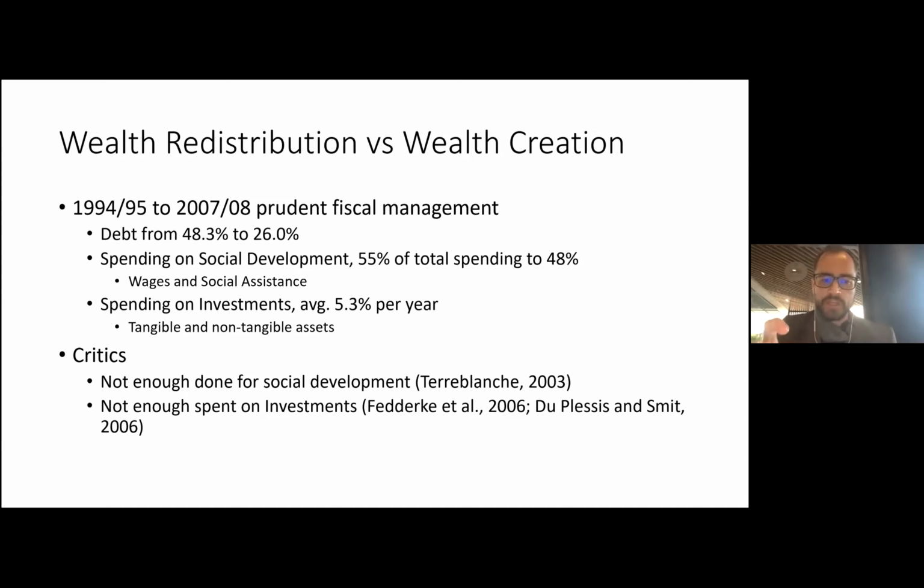And the big thing here is social development, spending on social development, which we define as spending on wages, the government wage bill, and then social assistance in the form of various grants. That was about 55% initially, and it came down to 48%. And this is the bulk of government spending. So, and as you can see, that clear decrease in that. Unfortunately, though, it was this very low spending on investments. Now, investments we define as tangible and non-tangible assets. That's your infrastructure projects.